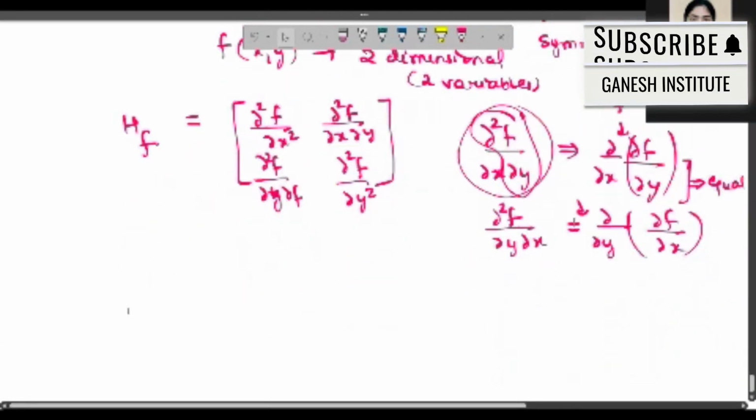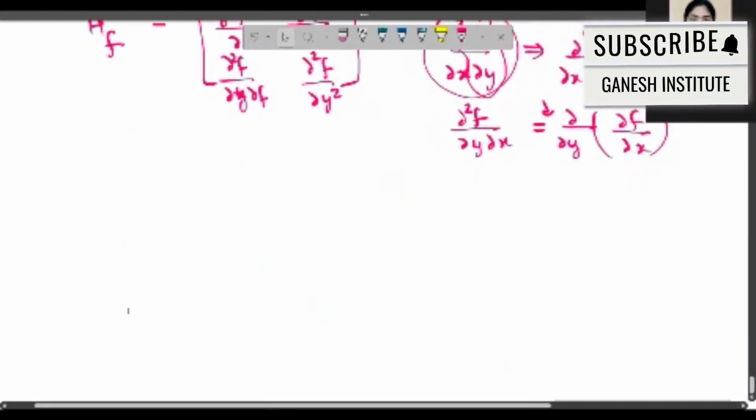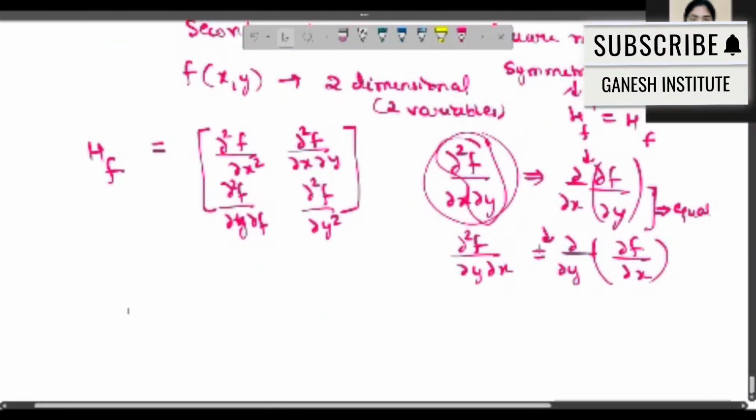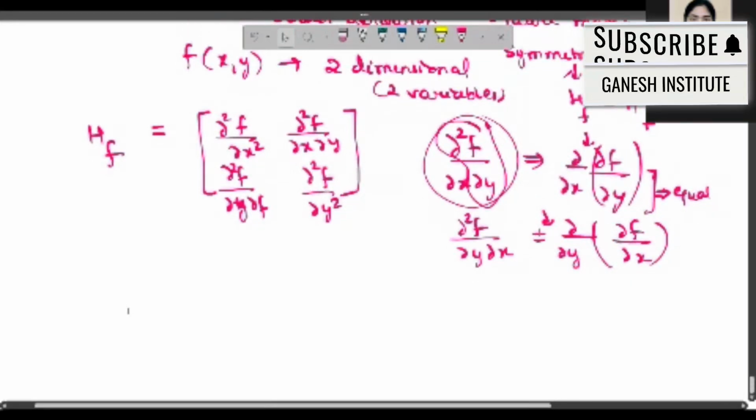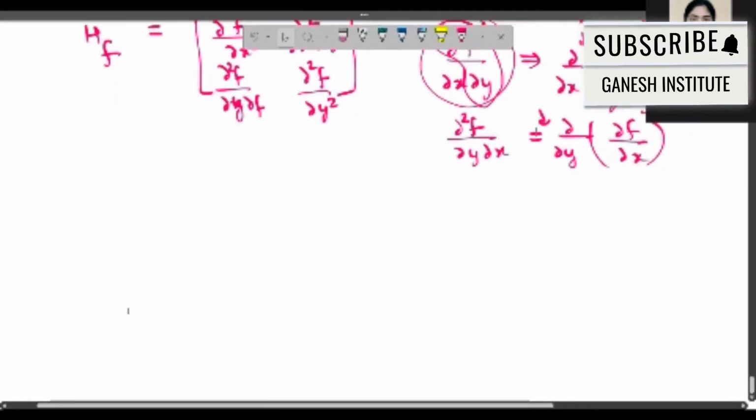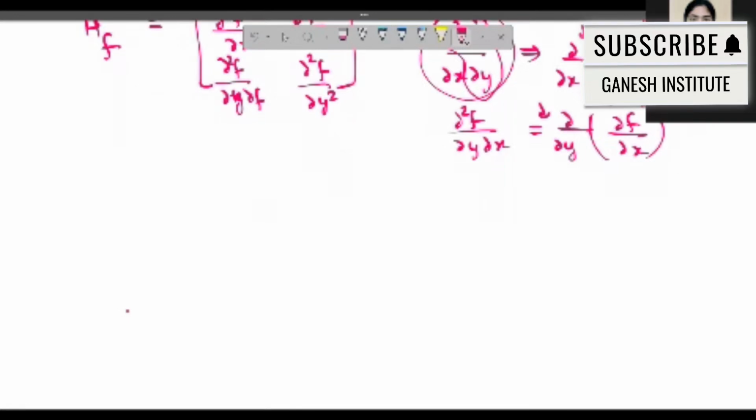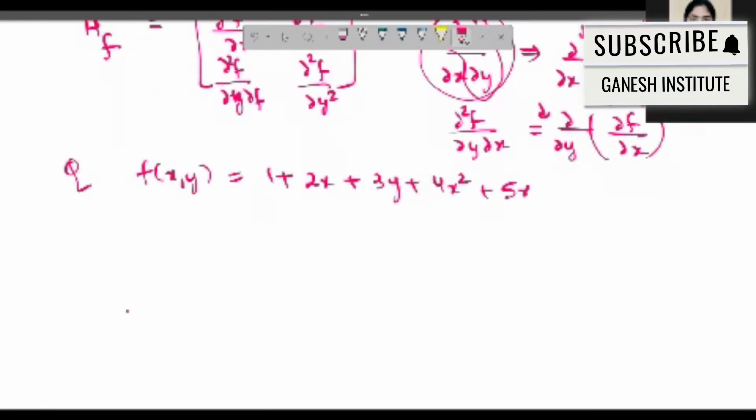So this is the model I'm telling you. Once you get this Hessian matrix in place, you can create a quadratic form out of it, or you can make the Hessian matrix from the quadratic equation. For instance, let's say I have this function: 1 plus 2x plus 3y plus 4x squared plus 5xy plus 6y squared.